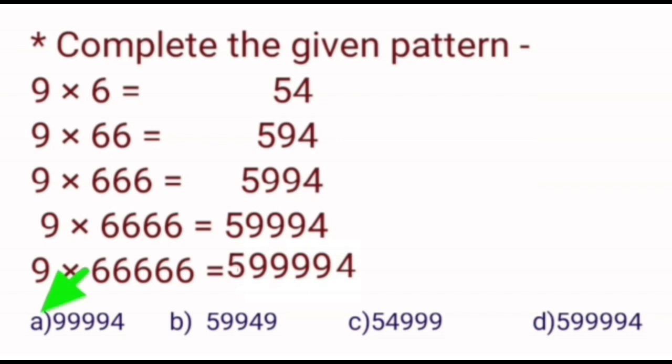Option A. Does it match? No. Option B. It's again wrong. Now come to option C. Is the last term and option C equal? No. That's why we will move towards option D. These both are equal. So this is the correct option. That's why we have put a tick here.